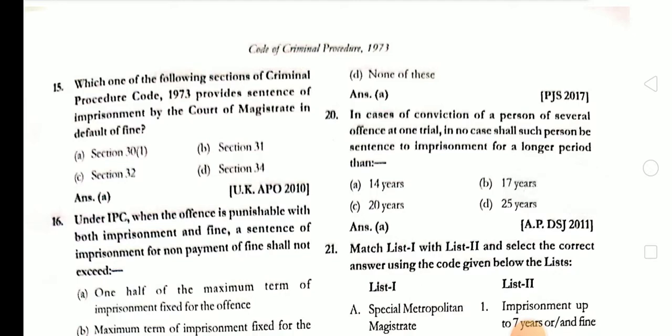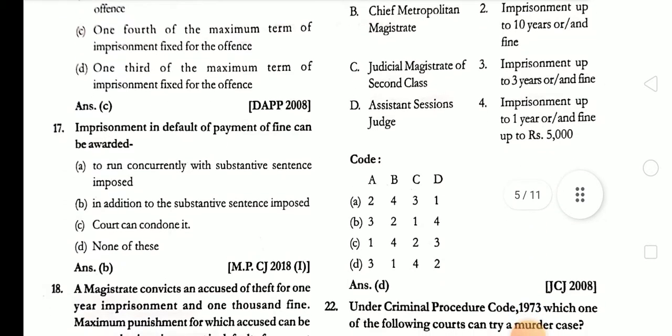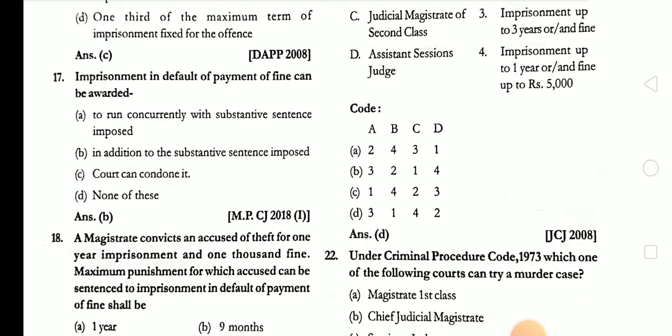Next question. Which section of CRPC provides sentence of imprisonment by the court of magistrate in default of fine? Answer is section 30 subclause 1. Next question. Under IPC, when the offence is punishable with both imprisonment and fine, a sentence of imprisonment for non-payment of fine shall not exceed, answer is 1/4 of the maximum term of imprisonment fixed for the offence. Next question, imprisonment in default of payment of fine can be awarded. Answer is B, in addition to the substantive sentence imposed.